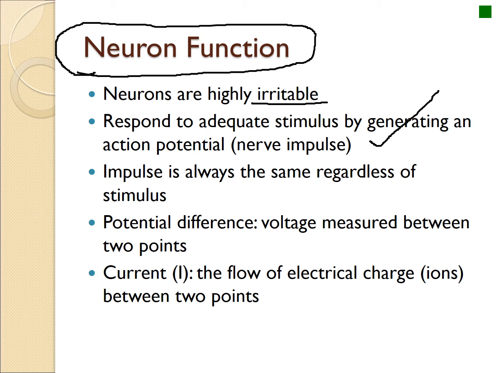Again, we're going to look at this idea called potential difference, because nerve cells work by voltage. We're also going to look at the concept of current, which in nerve cells is a flow of electrical charge, or what we call charged particles, or ions.